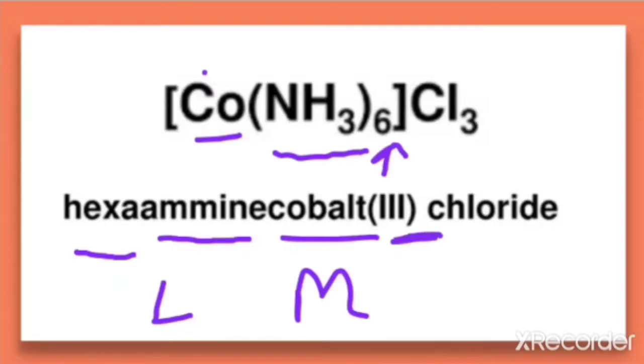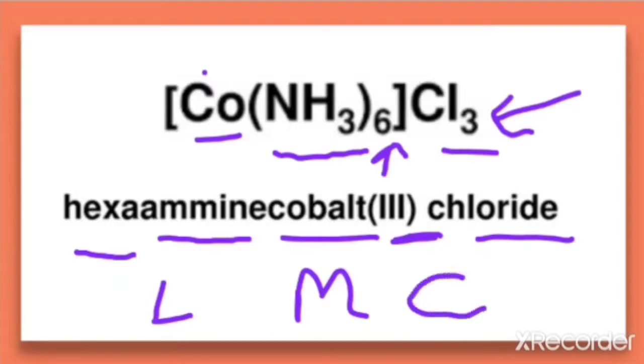Then we have to name the counter ion. What is the counter ion here? It is chloride. But when you are mentioning the counter ion, the number of that ion is not specified. So you have to write just chloride. So what is the order of writing the names for the case of cationic complex? First the ligand with the prefix for the number of ligand.